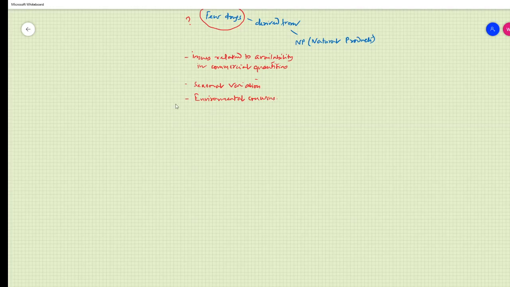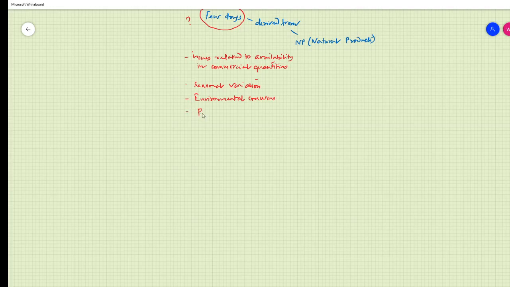Okay, so one of the largest biodiversity hotspots is the Amazon rainforest. Now, if we try to deplete the natural products, the plants present in the Amazon rainforest, then that can have environmental ramifications. So that could be one of the reasons why we have few drugs from natural products.